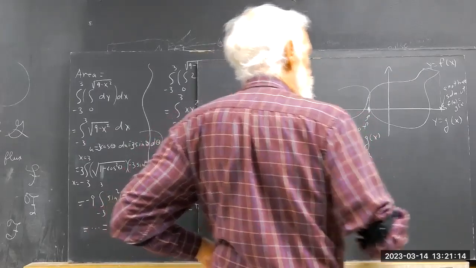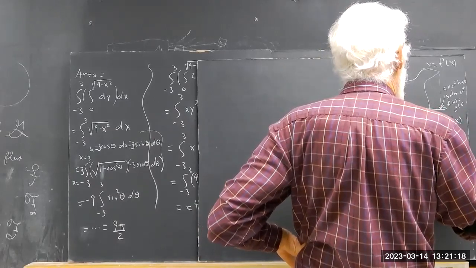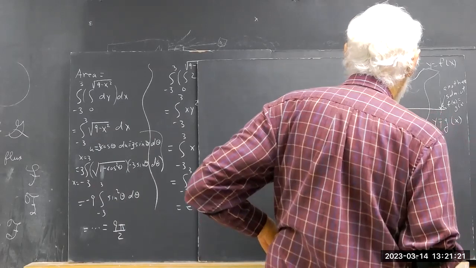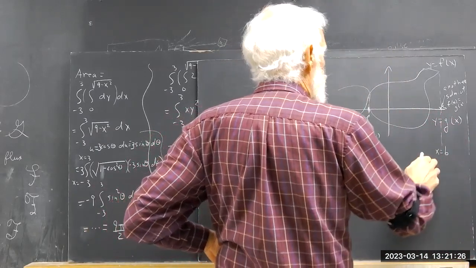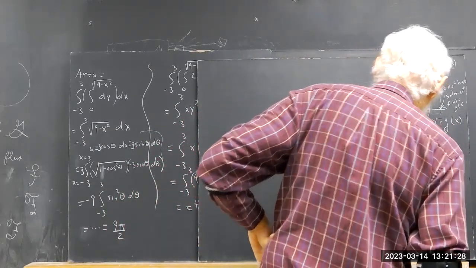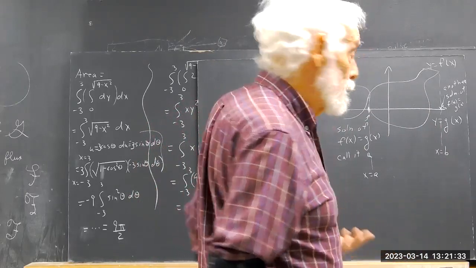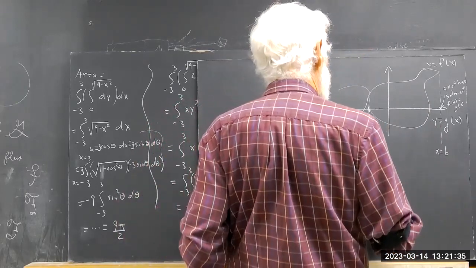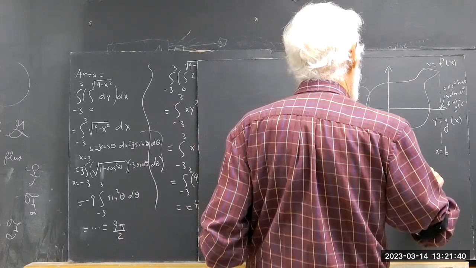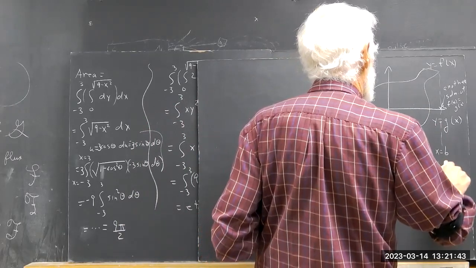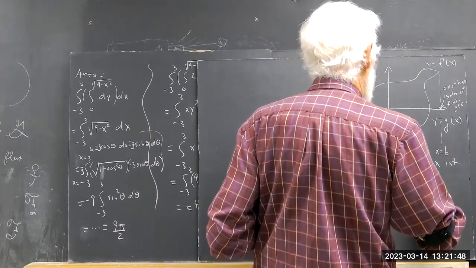Call this solution A. Call this solution B. Okay, so this is the line x equals A, and this would be the line x equals B. How do we deal with this? We think, okay, we partition the x interval A, B.